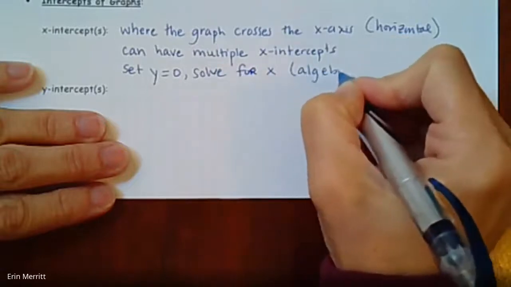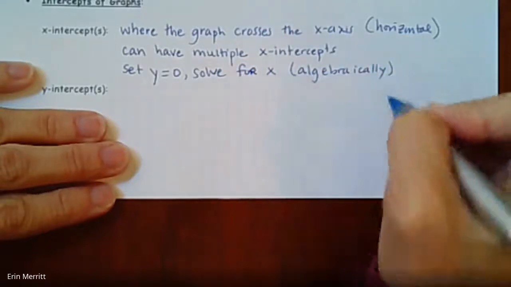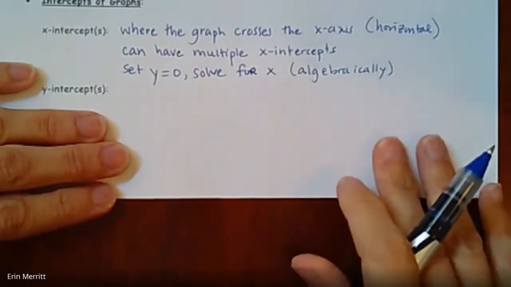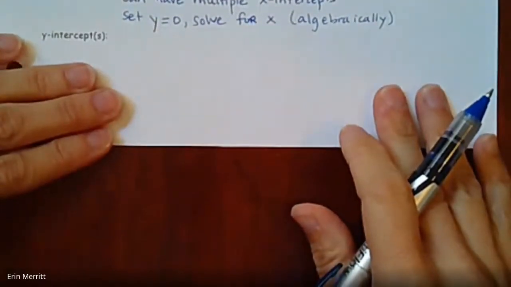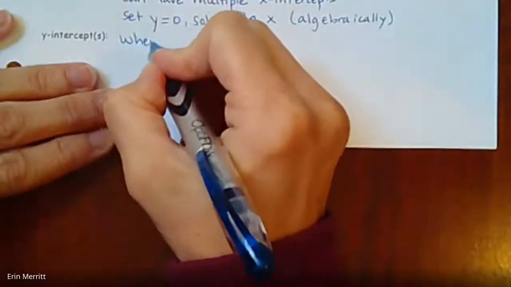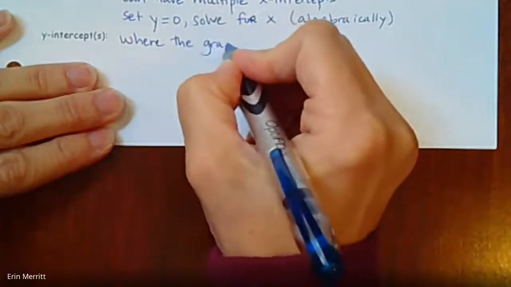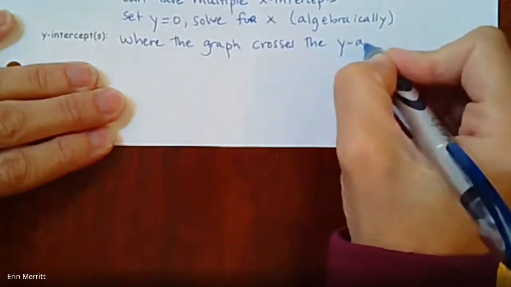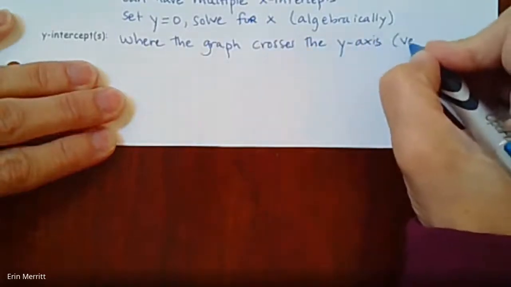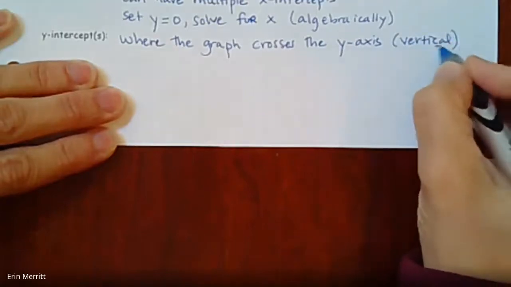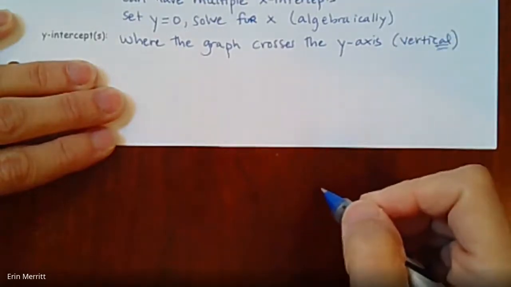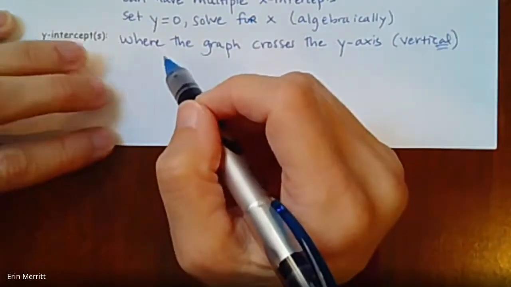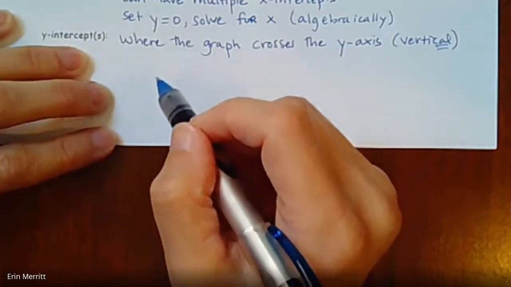If we were to do it algebraically, because the ones we did above, we just looked at the graph and figured it out from there. Whereas if we're talking y-intercepts, kind of a similar scenario, but this is where the graph crosses the y-axis, or the vertical axis. Vertical, super misspelled, just saying. So it crosses the y-axis. For when it's a function, it can only have one y-intercept.